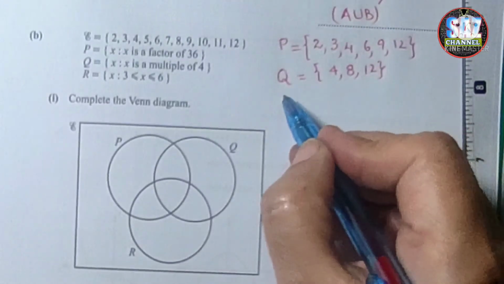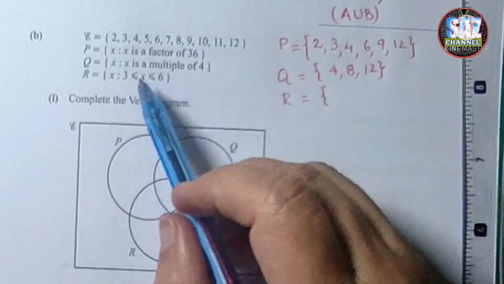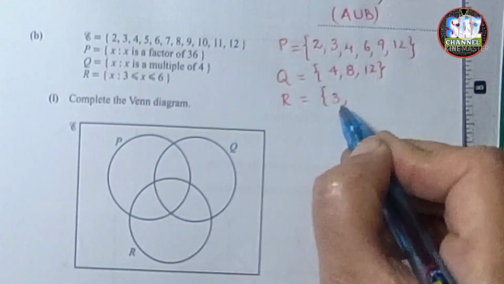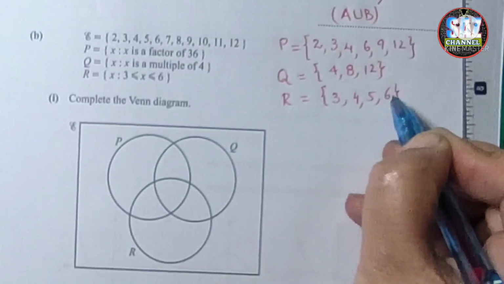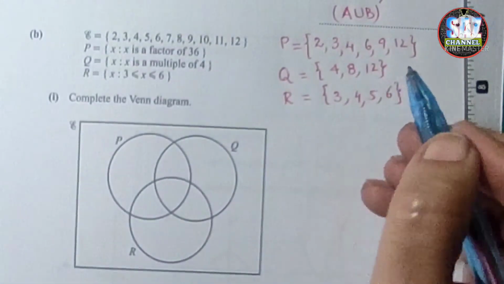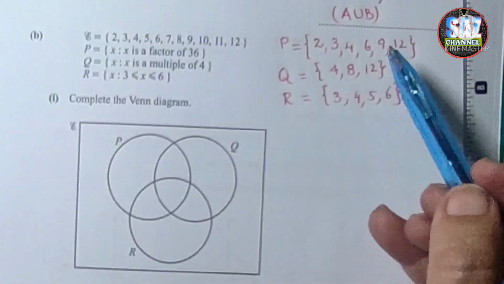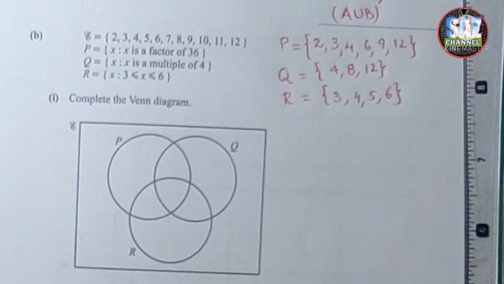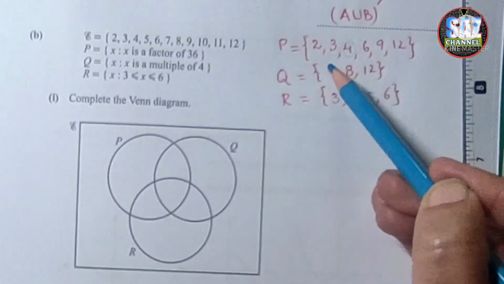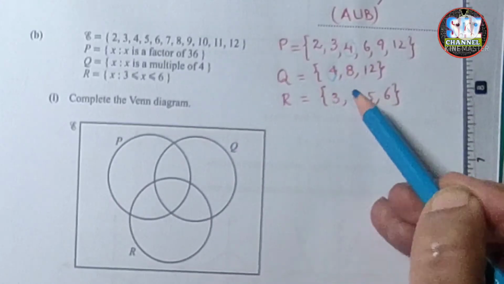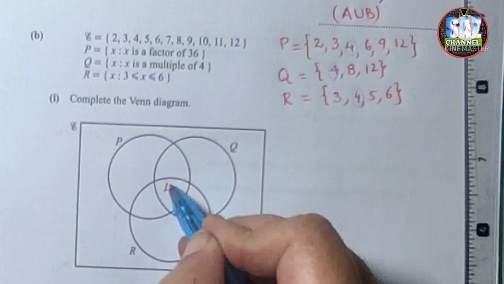And then set R, which contains the numbers which lie between 3 and 6. So 3, 4, 5, and 6. The question says to complete the Venn diagram. We can see that 4 is coming in all 3 sets. So it means that we'll be writing 4 at this place.